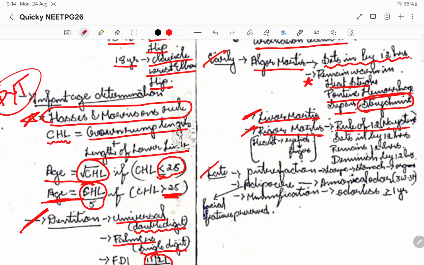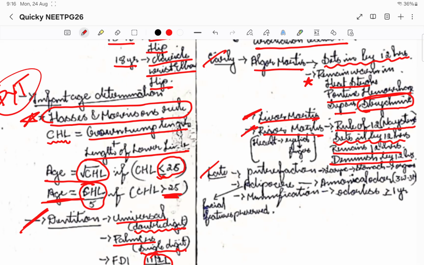Okay, so please remember the rule of 12, where it sets in by 12 hours. Rigor mortis is nothing but the clumping of the muscles. All the muscles become stiffened, so we cannot move the limbs in dead bodies. This is where rigor mortis comes in. So the rule of 12 is it sets in by 12 hours, it remains for 12 hours and diminishes by 12 hours. Okay, so please remember that.